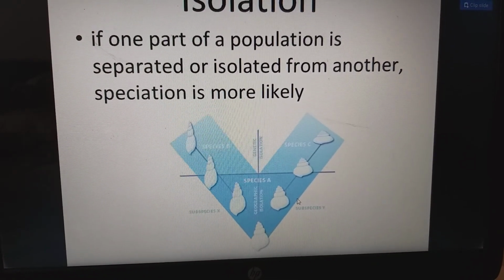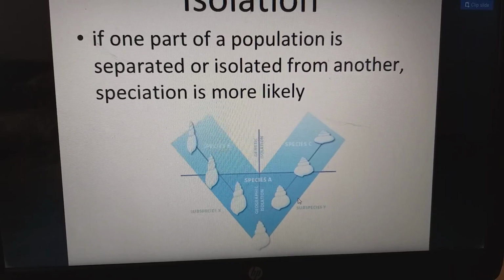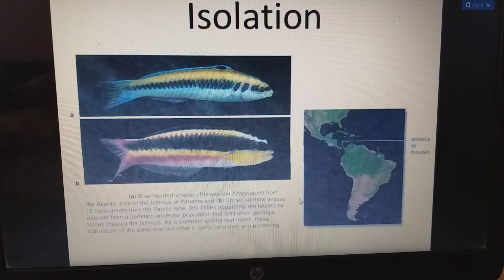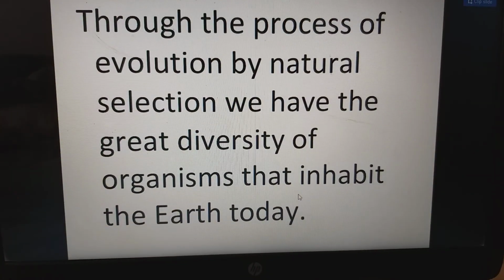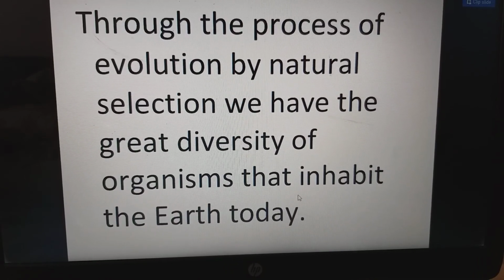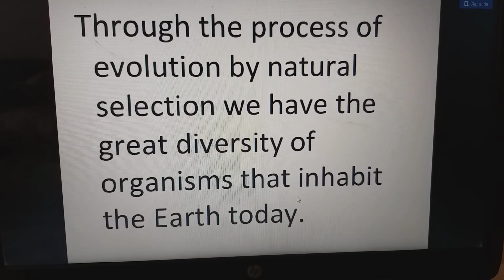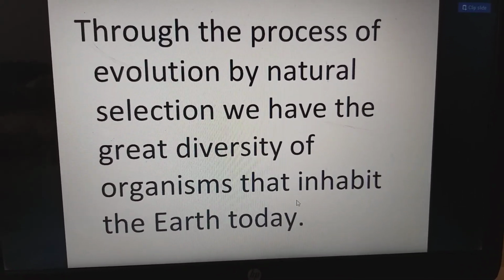Isolation. If one part of the population is separated or isolated from another, speciation is more likely. So this is the isolation picture. Through the process of evolution by natural selection, we have the great diversity of organisms that inhabit the Earth today. So this is the initial introduction about evolution.